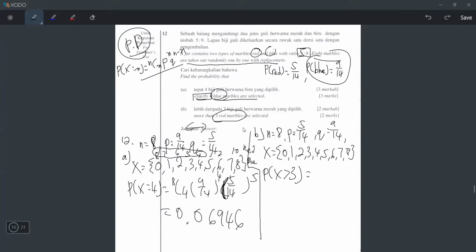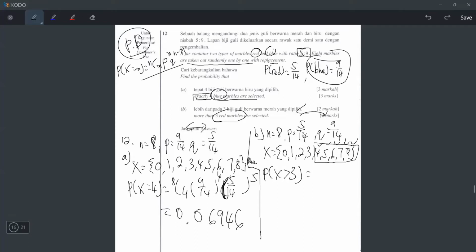But for this other method, you will not switch the p and q. The p still stays 9 over 14, the q still stays 5 over 14, but you will find P(X=0) plus P(X=1) plus 2 plus 3 plus 4. Okay, for this question, that can work also. But since I've done it like this already, I'll just do it like this. So P(X bigger than 3), you take 4, 5, 6, 7, 8. If you want to do it the other way, then you have to switch the p and q. But P(X bigger than 3) means you have to take from here until here, so 4, 5, 6, 7, 8.